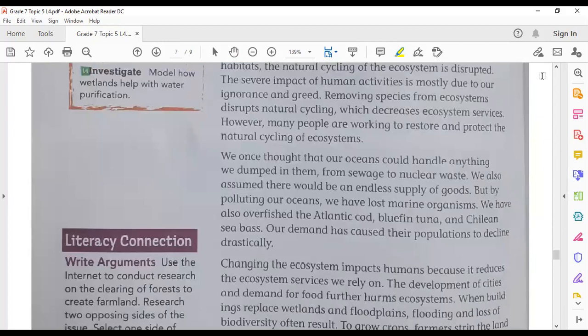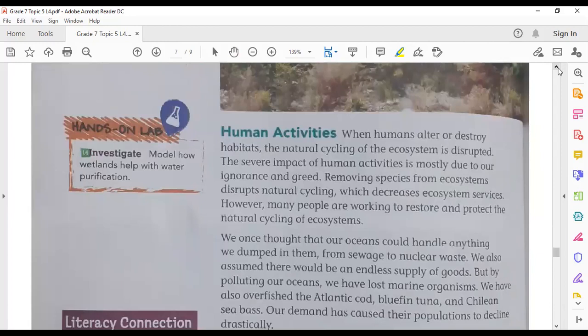Human activities in general are bad for ecosystem services, because when humans alter, change or destroy habitats, this will of course disrupt the natural cycling of the ecosystem. The severe impact of human activities is mostly due to our ignorance and greed. We are selfish in general.